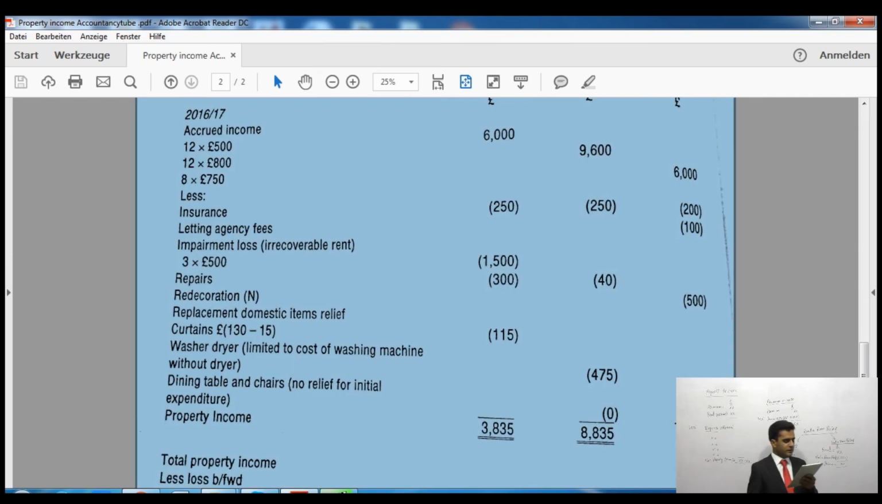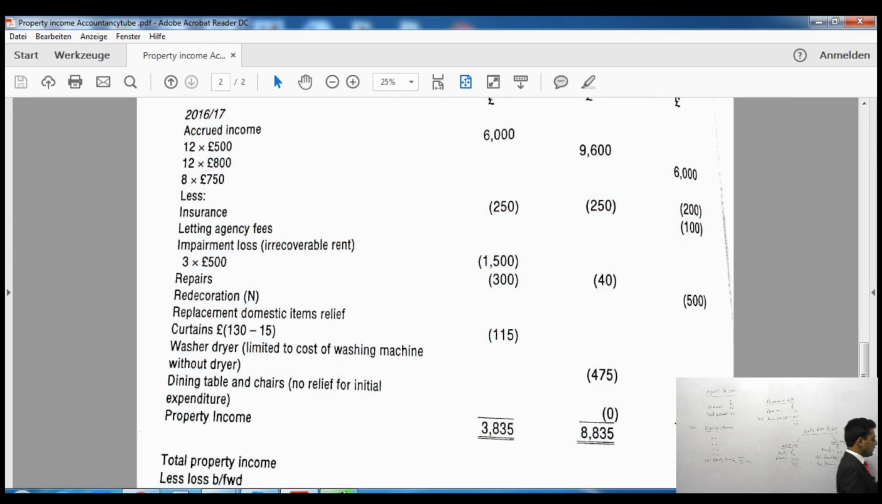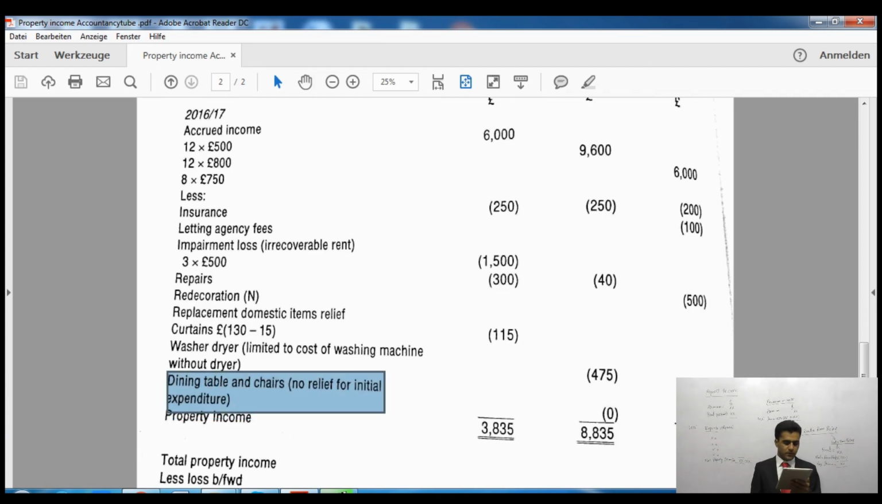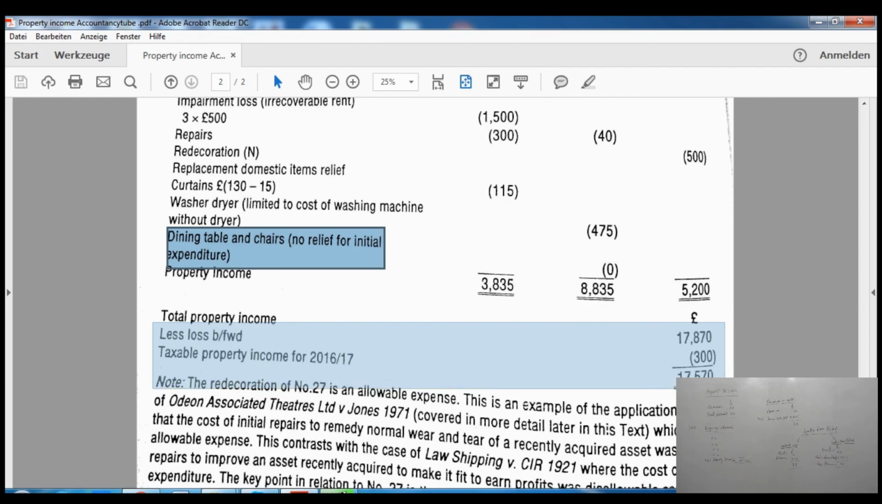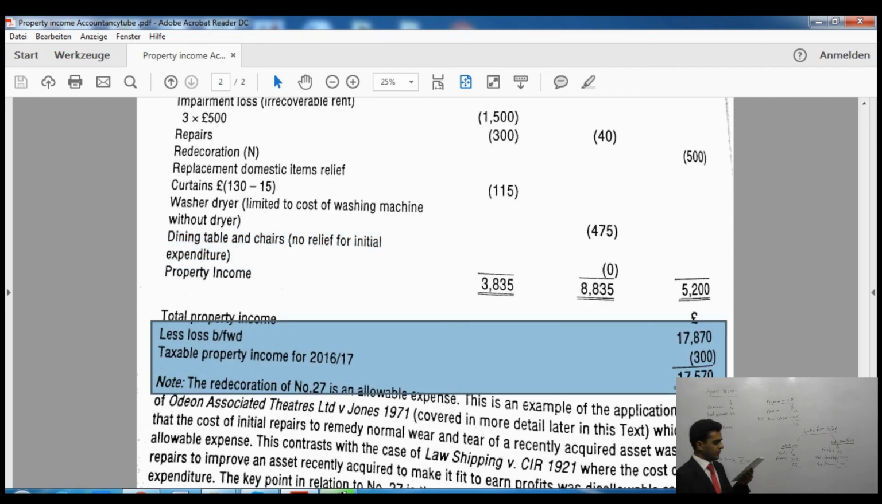Then it says dining table and chairs, no relief for initial expenses. As I said, it is only given on the replacement of an asset. Now the total property income of him was 17,870. Out of that we'll have to deduct the loss which he has from previously, which was 300 pounds, and the taxable property income for this year will be 17,570 pounds.